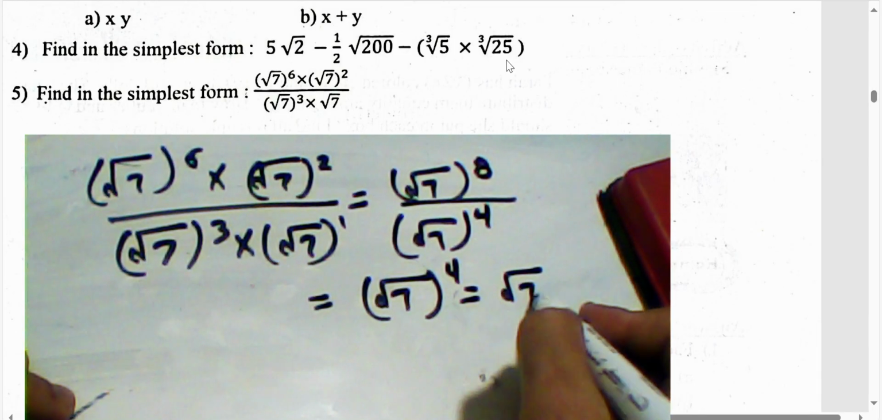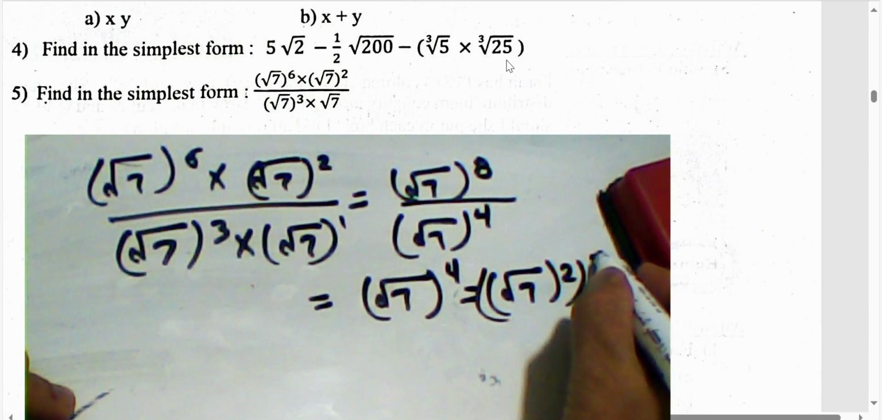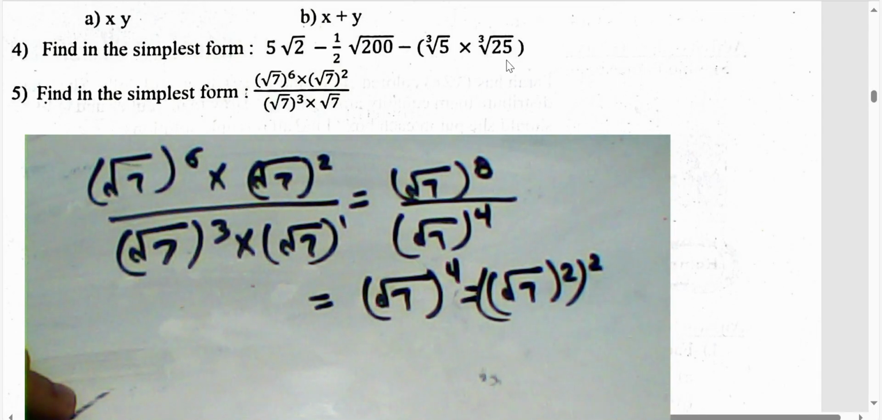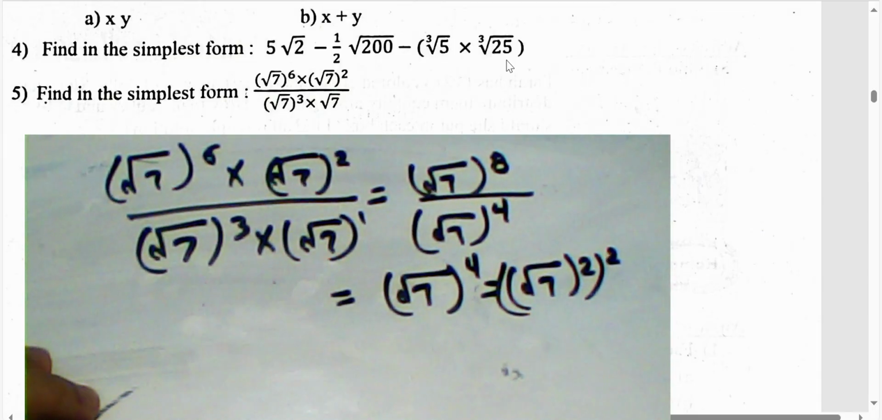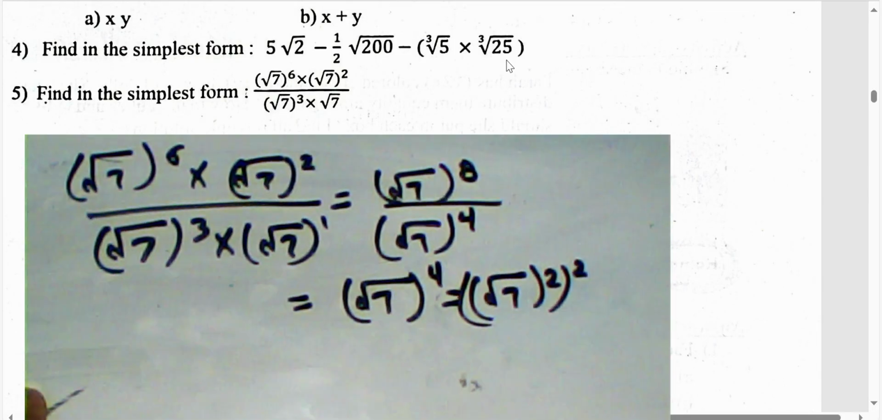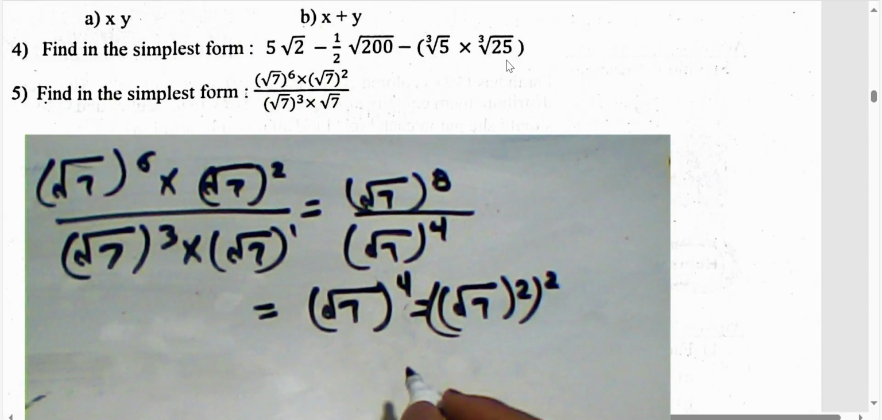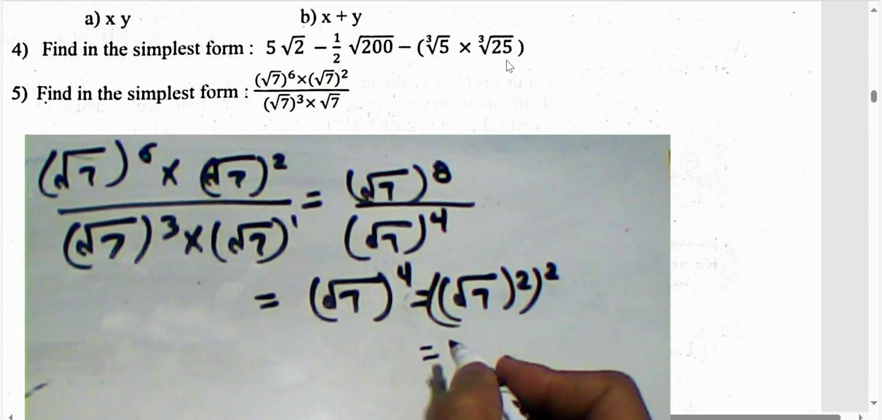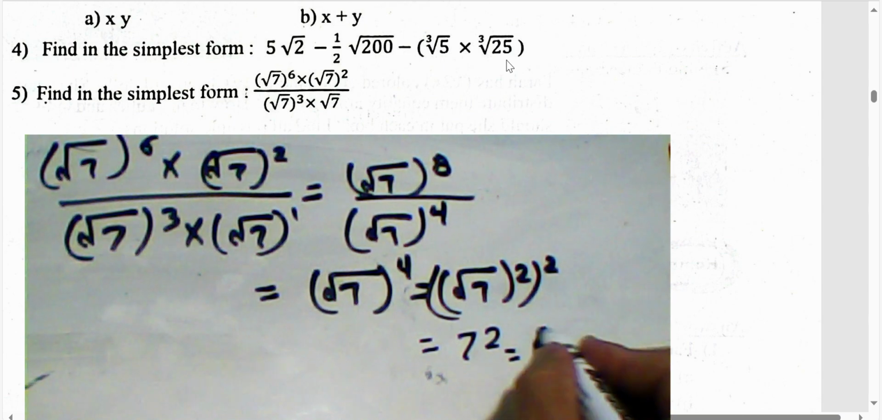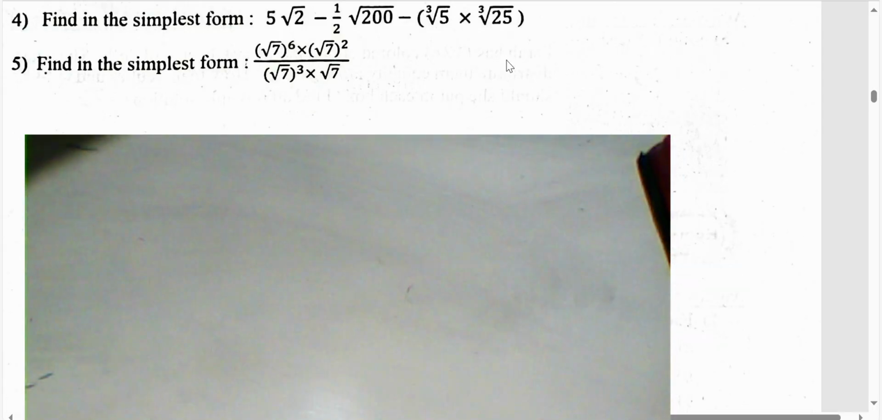And this number we can write root 7 all power 2 all power 2, because root 7 product by itself will be 7. 7 power 2 equals 49. Okay, this answer here we write 7 power 2 equals 49. Okay, next question.